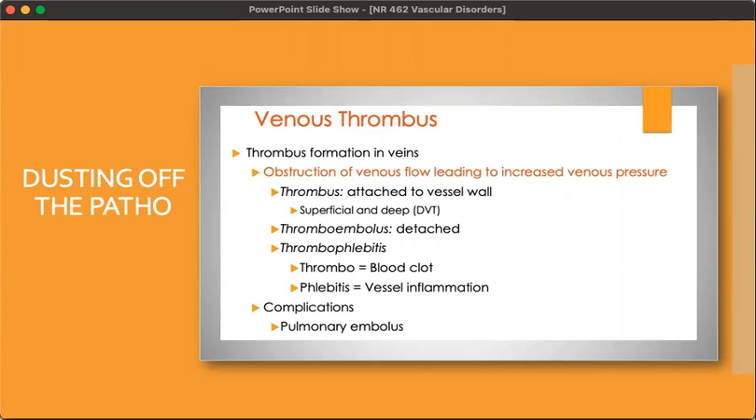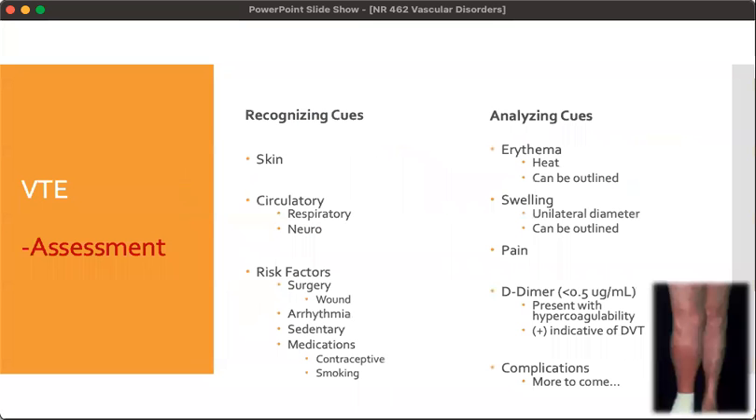So we've got DVT, which is a deep vein thrombus. Thrombus meaning the blood clot is attached to the vessel wall, so it's stationary, it's in one place. And then there's a thromboembolus, which is a detached blood clot. So this one is traveling in the circulatory system, which is not awesome. Super bad situation there.